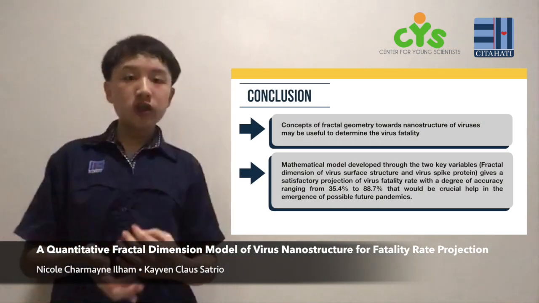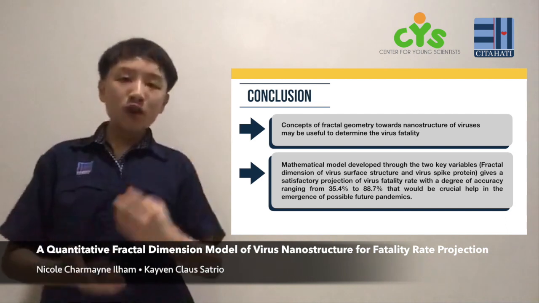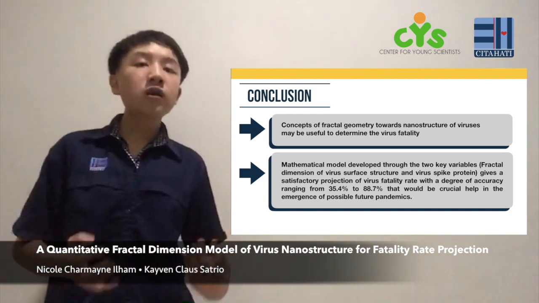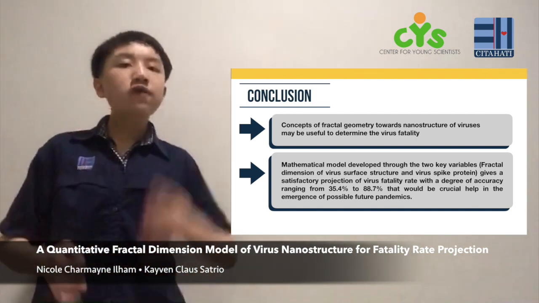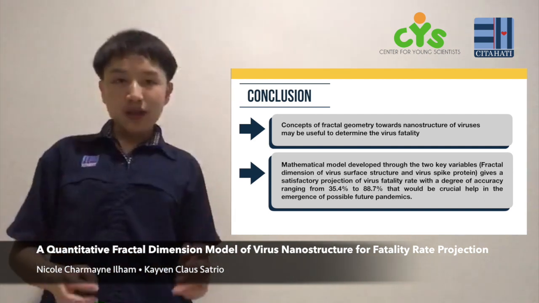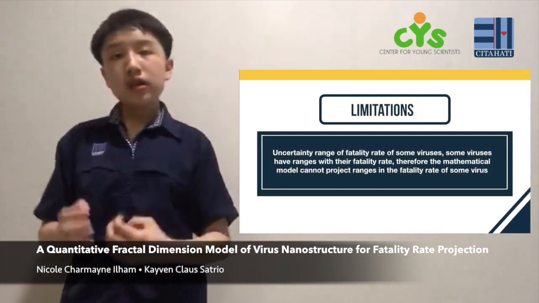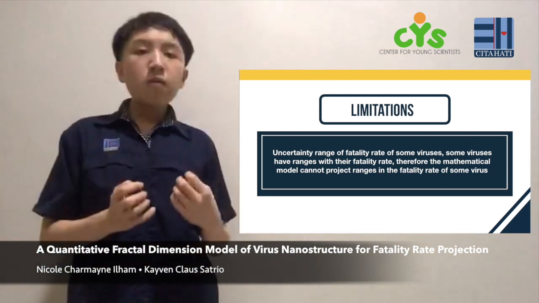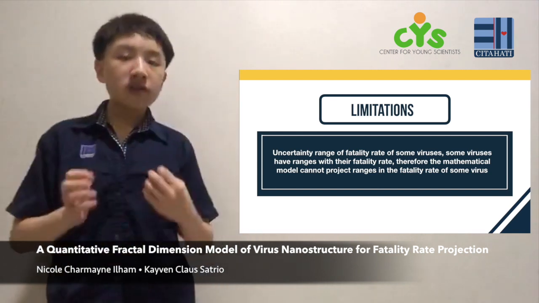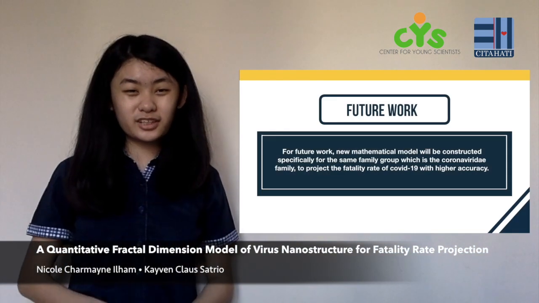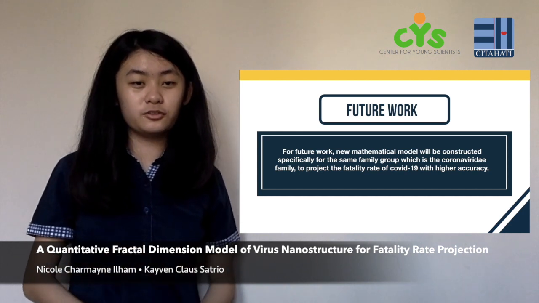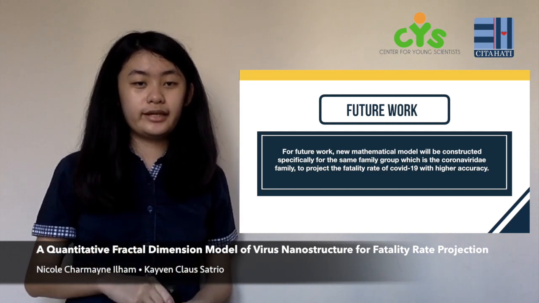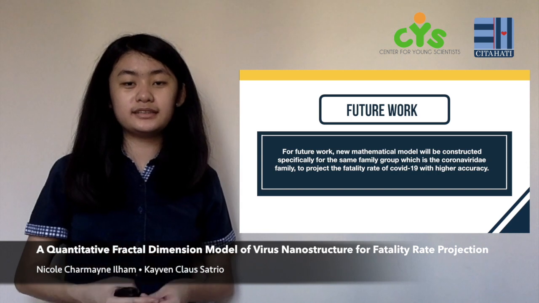Concepts of fractal geometry in the nanostructure of a virus may be useful to determine the fatality rate of each virus. The degree of accuracy of the mathematical model gives a satisfactory projection with a range of 35.4% to 88.7%. The limitation is that there is some uncertainty in the range of fatality rate of some viruses, while the mathematical model could only provide a fixed projection of the fatality rate of a virus. So for future work, it is suggested that a new mathematical model be constructed specifically for the same family group, which is the Coronaviridae family, in order to project the fatality rate of COVID-19 with higher accuracy.